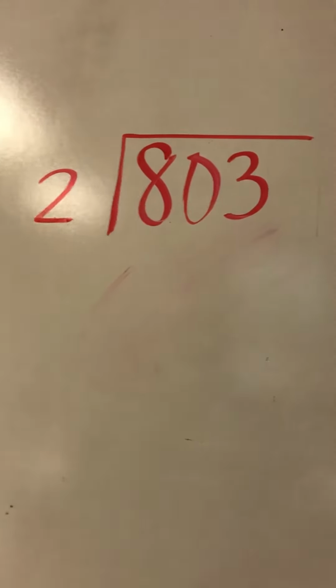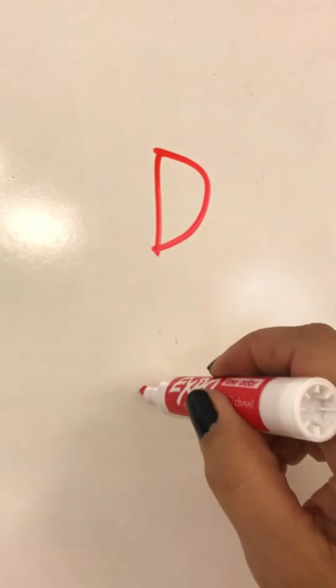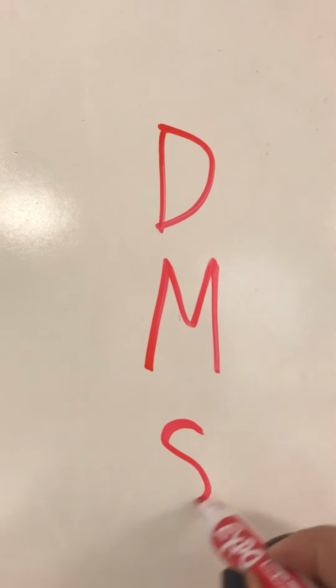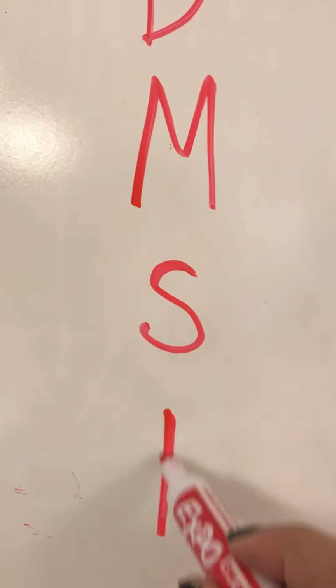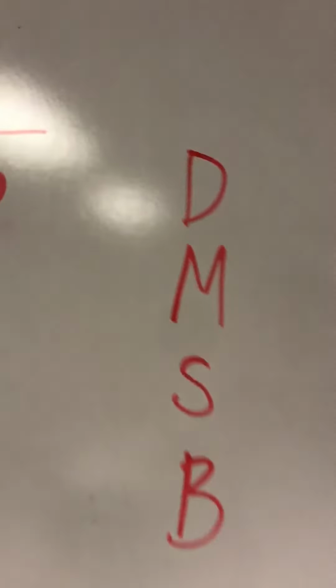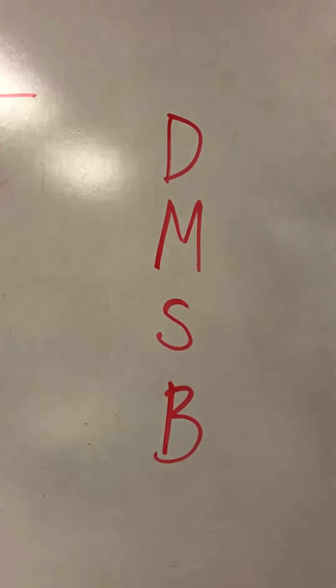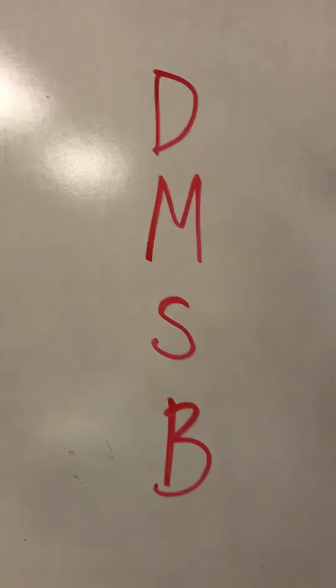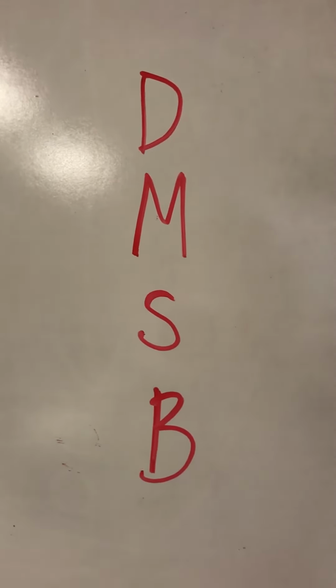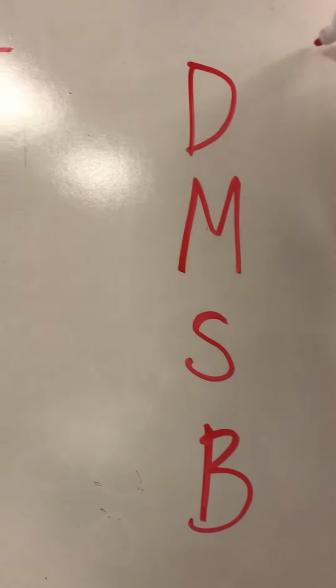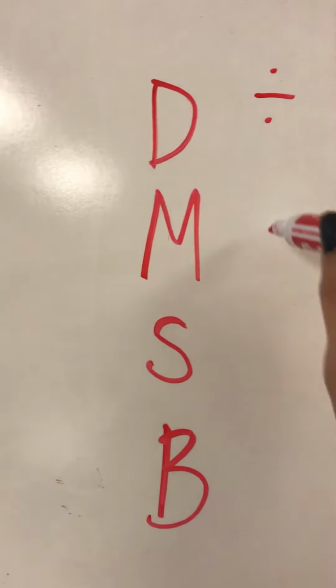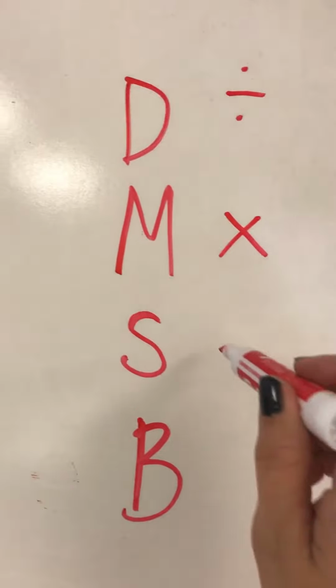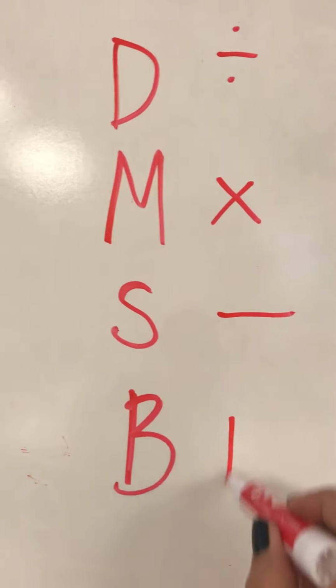When they divide using the standard algorithm, I teach the kids, if they can remember the steps: daddy, mother, sister, brother. Sometimes I refer to it as, does McDonald's sell burgers? If they can remember these steps, it will help them tremendously when they are dividing larger numbers. The D stands for divide, M stands for multiply, S stands for subtract, and the B stands for bring down.